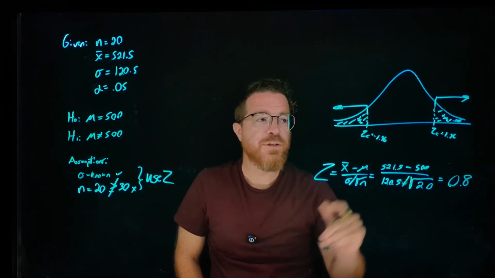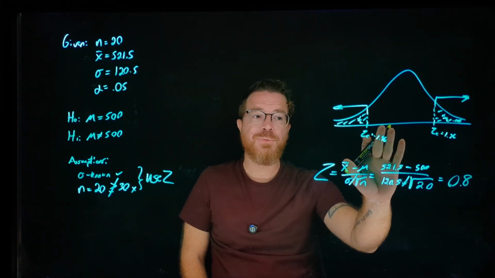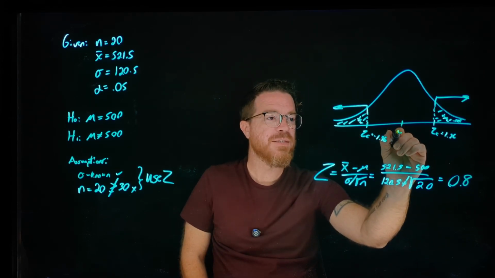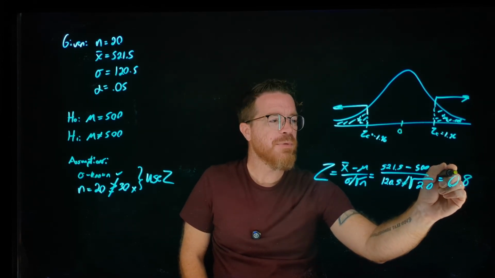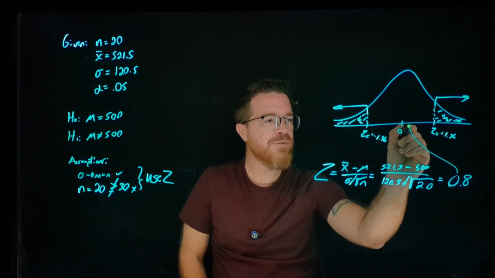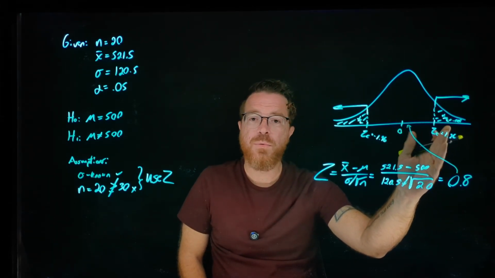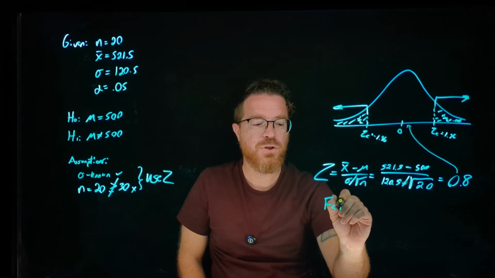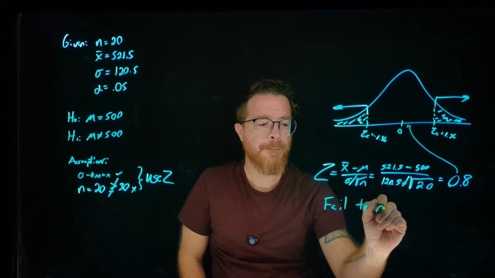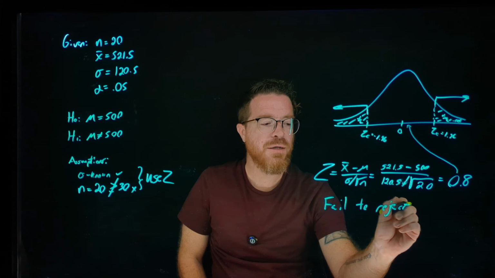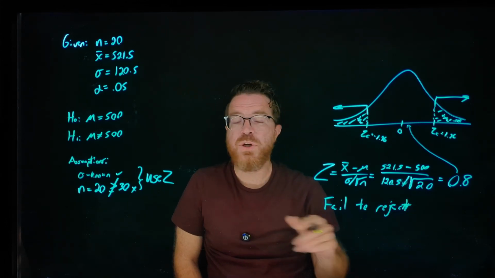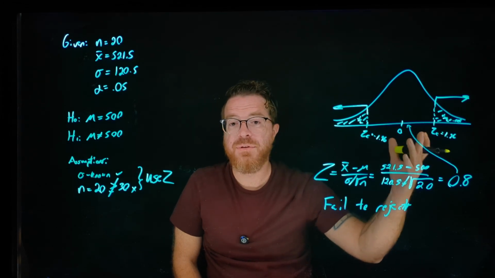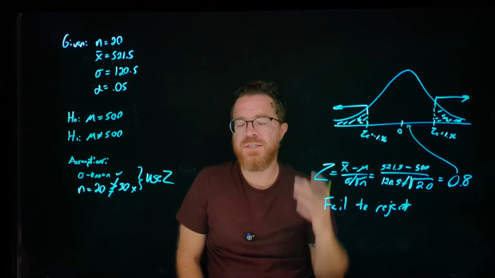Doing this, we are going to get a test statistic of 0.8. Now if we were to look at this normal distribution here, where would this 0.8 fall? Well, if this is centered at 0, because this is a standard normal, this means that this would fall somewhere to the right of 0, but not beyond 1.96. So this falls in our fail to reject region. Based on this hypothesis test, we do not have enough evidence to reject the null hypothesis at a level of significance of 5% or 0.05 alpha.